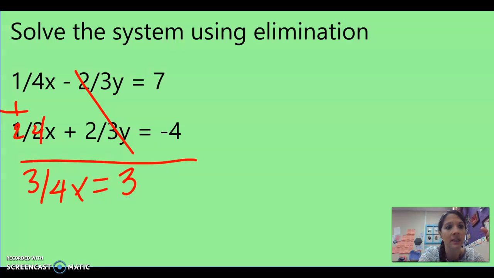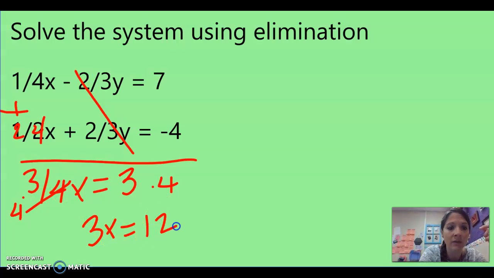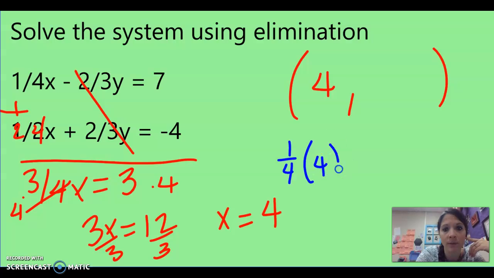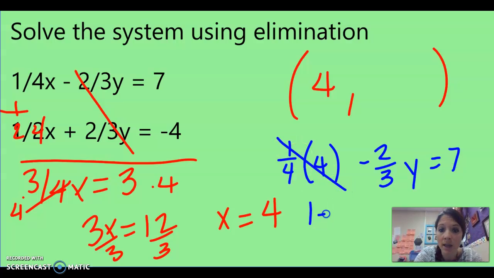Okay, so this is where it gets a little tricky. I'm going to take it times 4 on both sides. So I'm going to get 3x equals 12, and then I'm going to divide by 3 to get x equals 4. When I plug that back into my other equation, it doesn't really matter, I'll pick the top one because it'll cancel. So I'm going to have 1/4 times 4 minus 2/3 y equals 7. Well, that's going to just give me 1. So 1 minus 2/3 y equals 7.